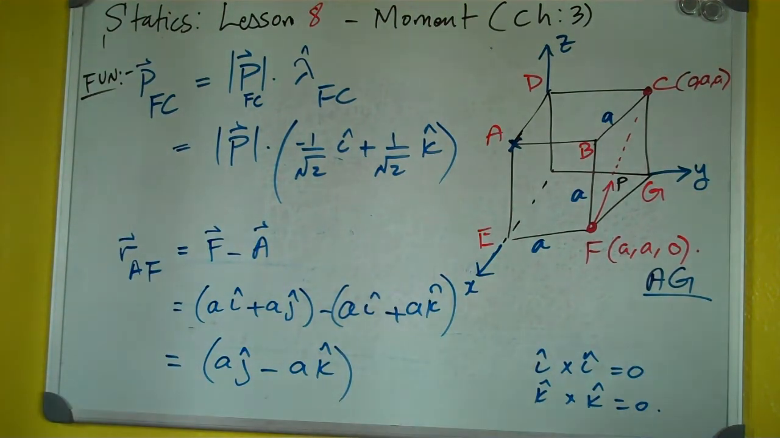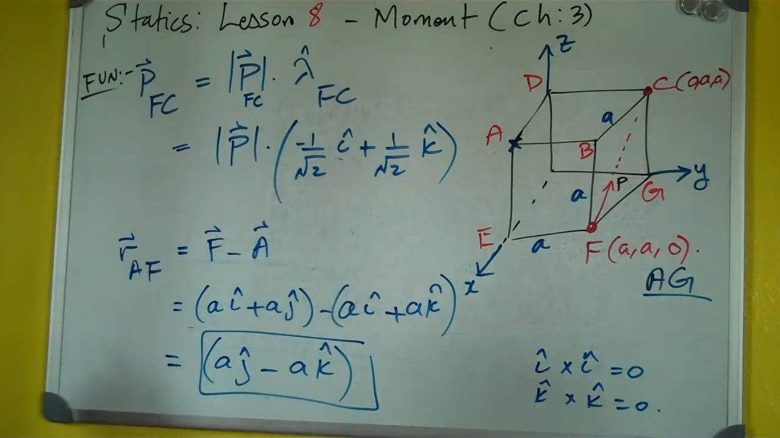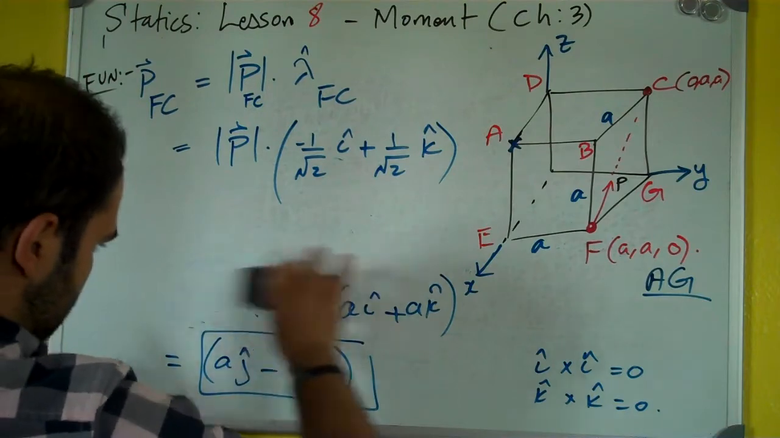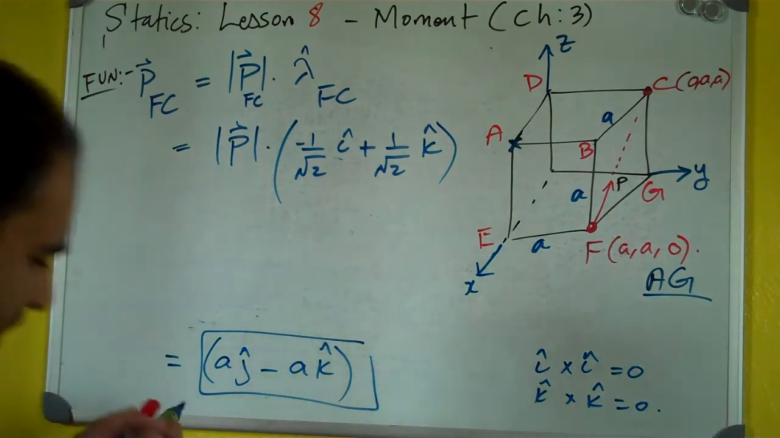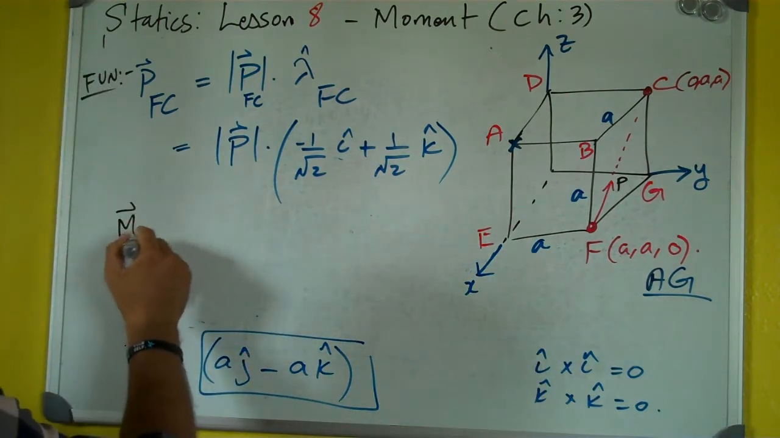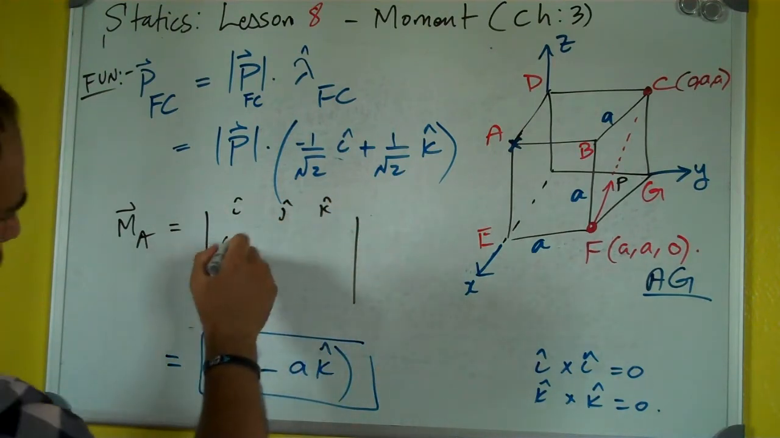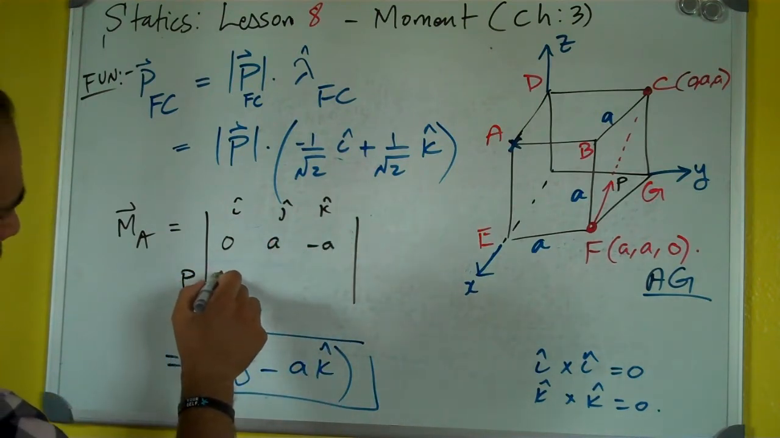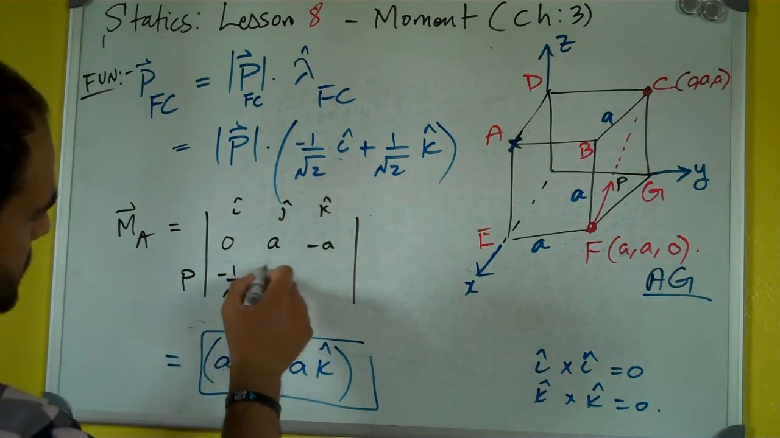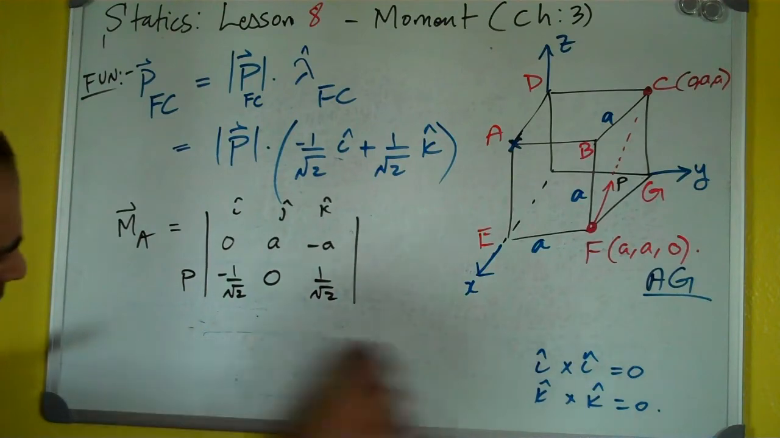So I've got to do the cross product between this and this. So let's go. Let's do it in black. Let's say the moment at A is going to be I, J, K; 0, A, negative A; P out, negative 1 over root 2, 0, 1 over root 2. P out because it's going to be P, no matter what you're going to get. So I guess now I could erase this and do the cross product.